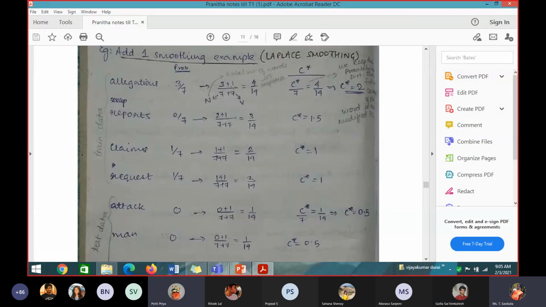Count of wi minus 1 comma wi: how many times does "denied the allegation" occur? 3, ma'am. That is, allegation appears after "denied the" 3 times, right? So 3 plus what I have to add is the k value given in the problem, which is 1. That is add-1 smoothing. So plus k, in the general formula, k divided by C of wi minus 1.